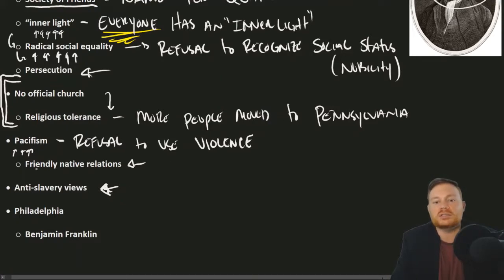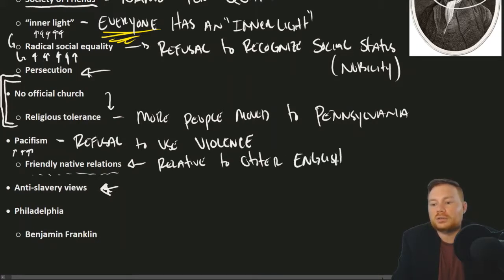And so we might say friendly native relations relative to other English colonies. Now that doesn't mean that everything was hunky-dory. You had other settlers, other migrants from other parts of the world that moved into Pennsylvania and did cause problems, but Pennsylvania didn't have a militia early on, and that was in part due to the pacifist nature.